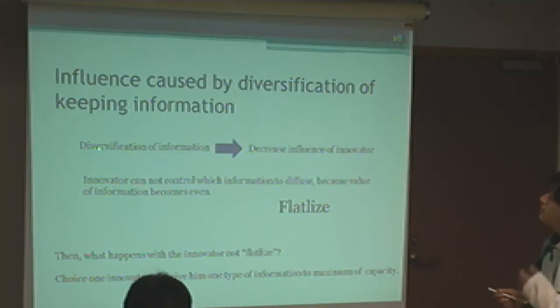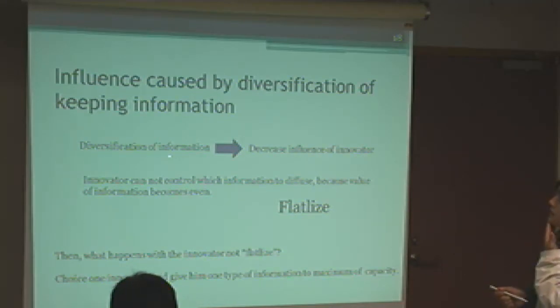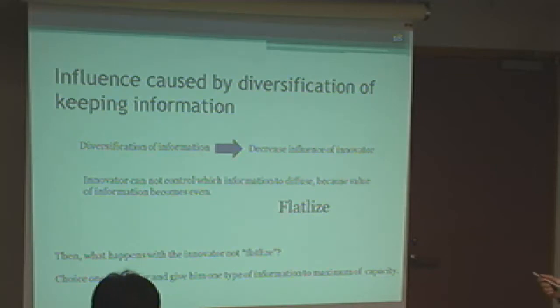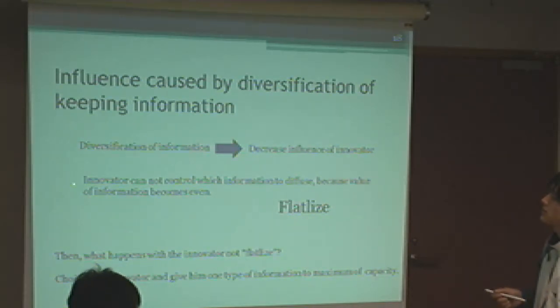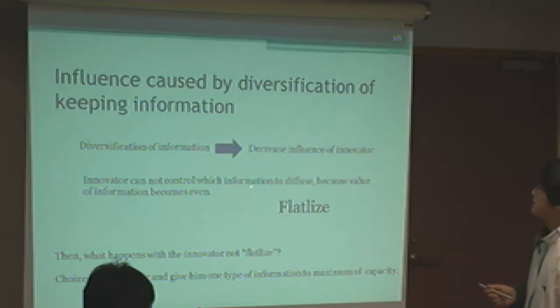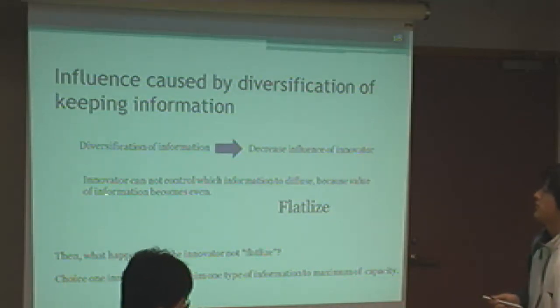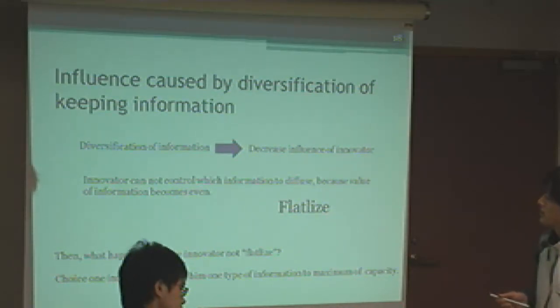So the diversification of information causes a decrease in the influence of the innovator, and it is caused because the innovator cannot control which information to diffuse, because the value of information becomes even. They call this flat rise.